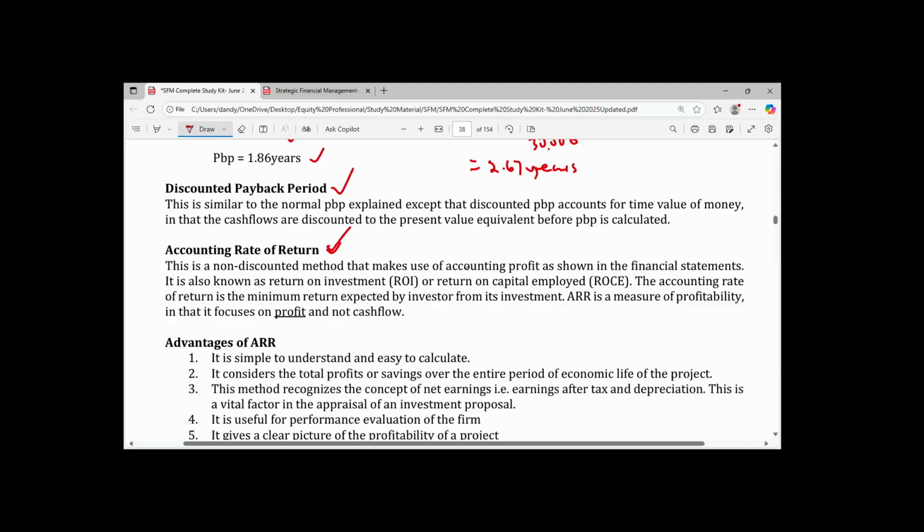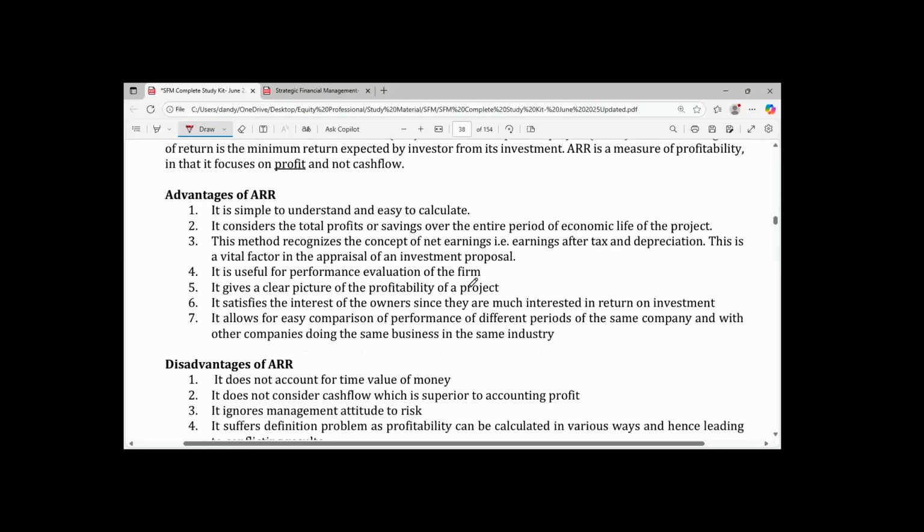All right. But if cash flow is given to you, what are you supposed to do? Simple. Just convert the cash flow to accounting profit by deducting annual depreciation from the cash flow. When you deduct annual depreciation from cash flow, you are going to get accounting profit.